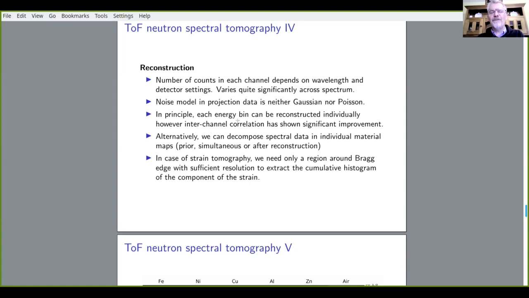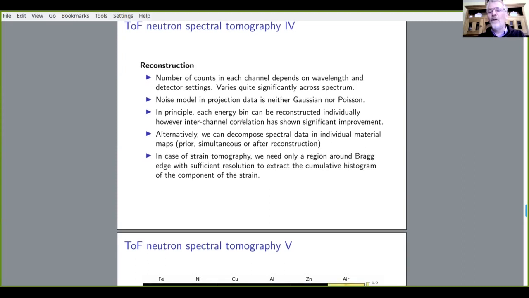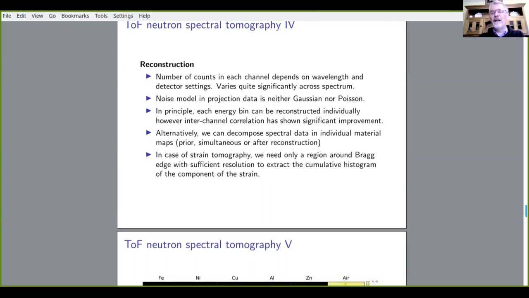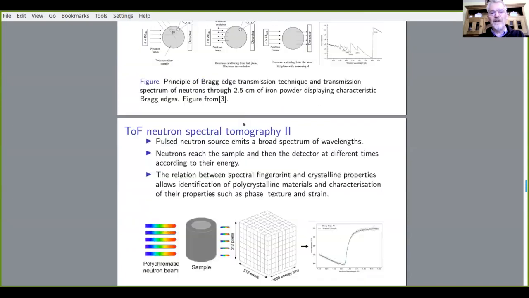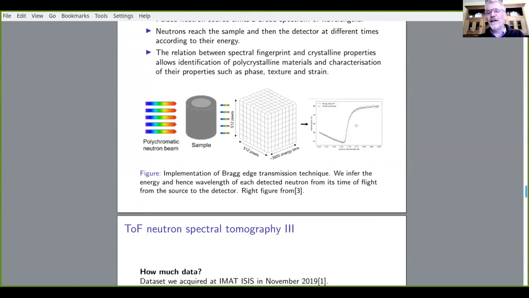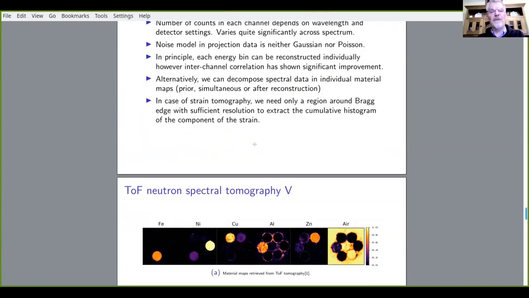We could try to reconstruct each energy bin just as a scalar image, but it would be a very noisy image. The moral is we should couple it using the spectral variable, or decompose it into, say, a library of a number of materials in which we've got components. Or if we're doing strain tomography, then we want to fit this curve to extract the components of the strain.